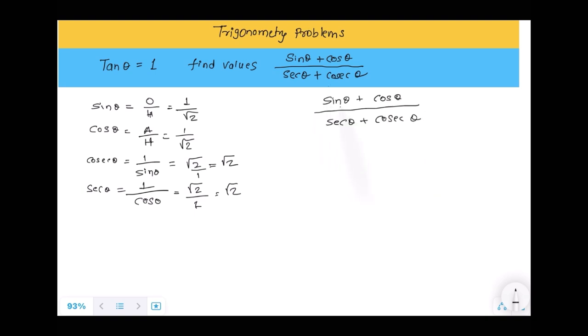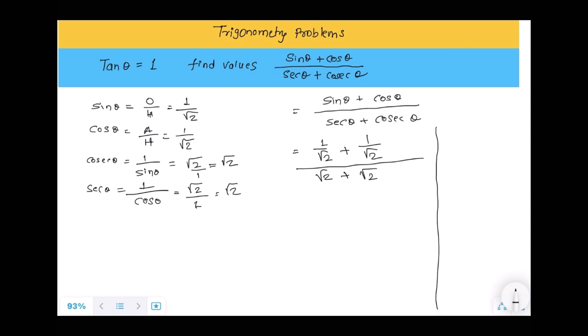Sin theta value we have, cos theta value we have, sec theta value we have, cosec theta value we have. Sin theta is 1 upon root 2, cos theta is 1 upon root 2, sec theta is root 2, cosec theta is root 2.